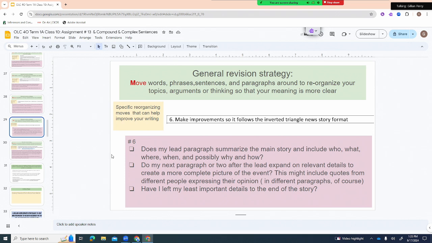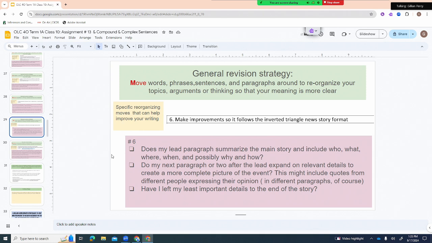The other thing is you're, again, looking at inverted triangle news format. Does your lead paragraph summarize the main story and include who, what, where, when, and why and how? Does then your next couple paragraphs give relevant details to create a more complete picture of the event?